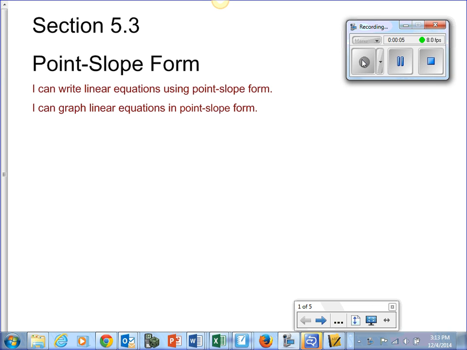Okay, today we're looking at section 5.4, dealing with point slope form. And hopefully by the end of the lesson you can say, I can write a linear equation using point slope form, and I can graph a linear equation using point slope form.